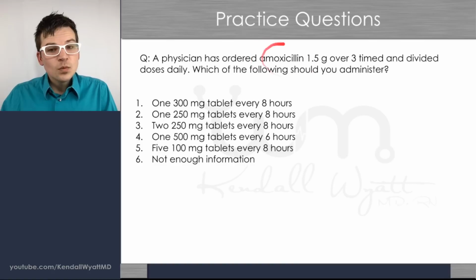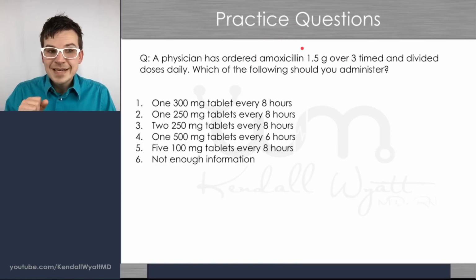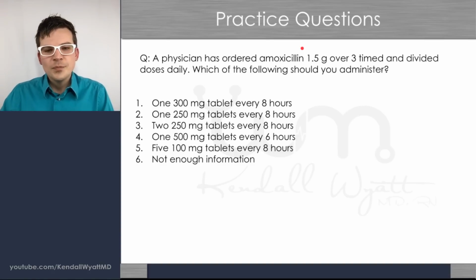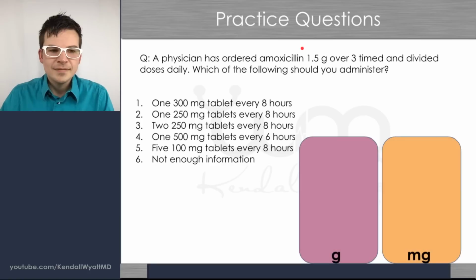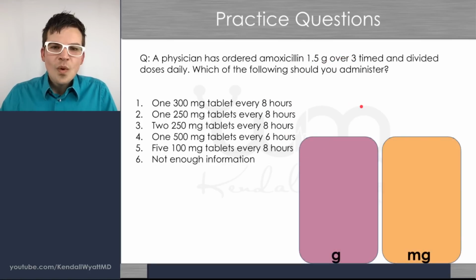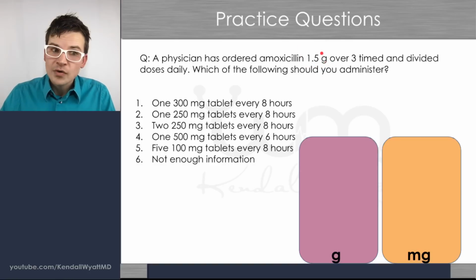So amoxicillin 1.5 grams over 3 timed and divided doses daily. So how long is daily? 24 hours. That's right. Good for you. You passed first grade. Second grade, I don't know where it is. What's important to do first? Well, first off we know we're given grams, and we need milligrams. So we've got to convert grams to milligrams. Make sure you don't miss the easy stuff, remember?